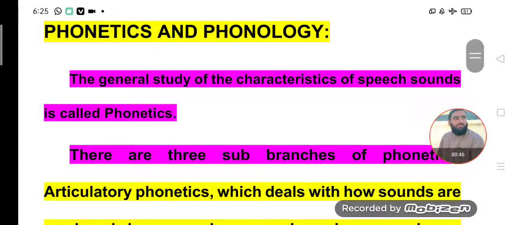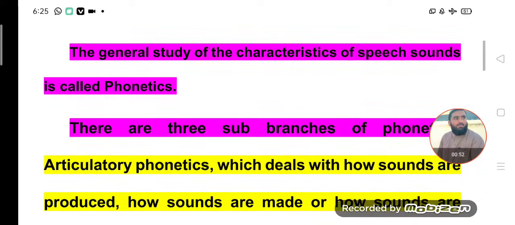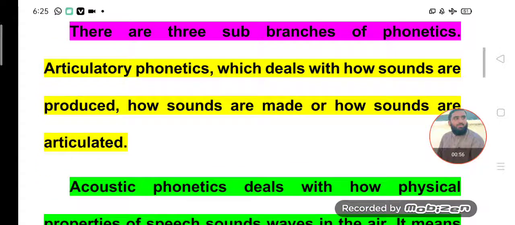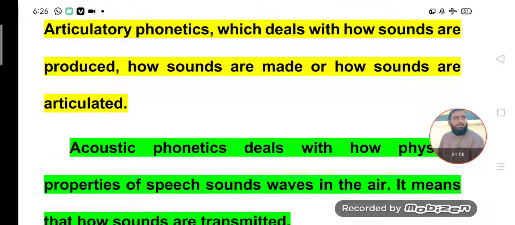The general study of the characteristics of speech sounds is called phonetics. And there are three sub-branches of phonetics. The first one is articulatory phonetics. Articulatory phonetics deals with how sounds are produced, how sounds are made, or how sounds are articulated.